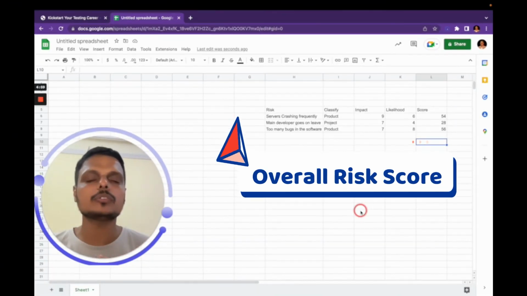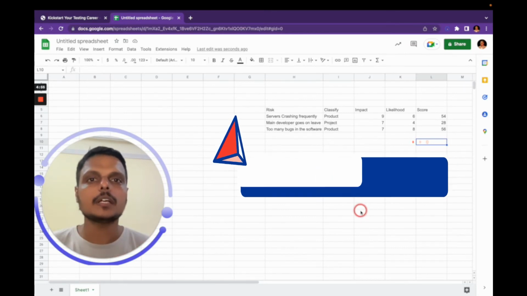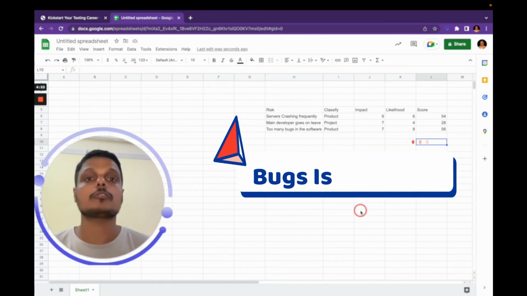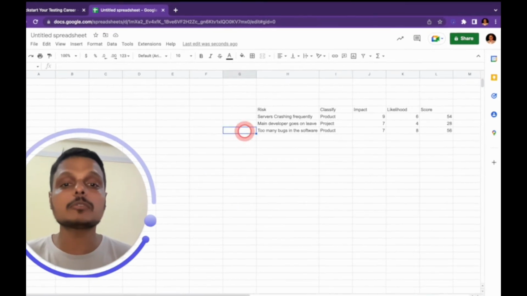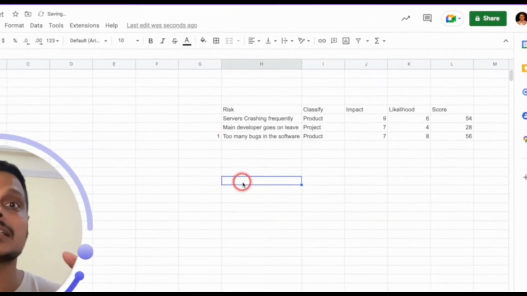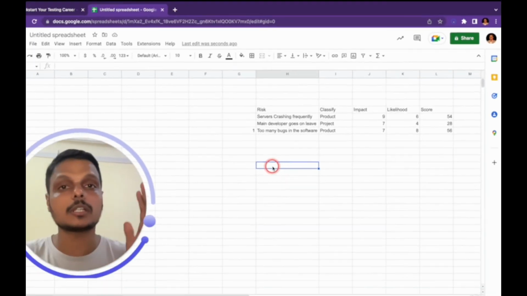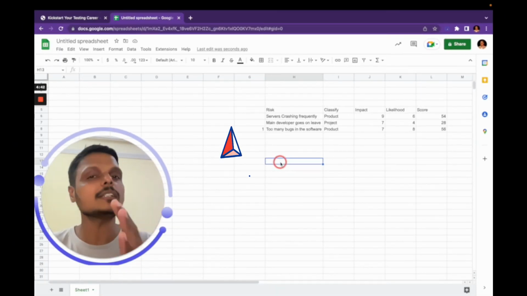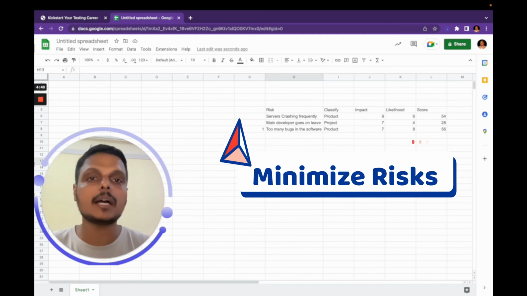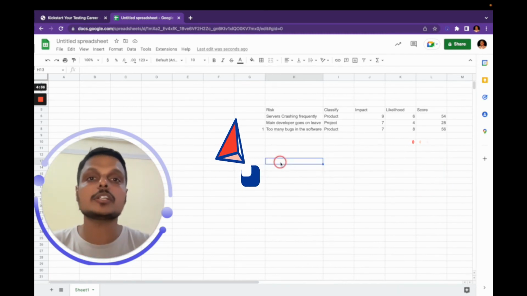These values represent the overall score of the risk. If you see carefully, having many bugs in the software has the highest score. This becomes my number 1 risk to my project, the most important risk to my project. So I do all the steps in which I can try to minimize the impact of this risk, or I can plan for the contingency of this risk.